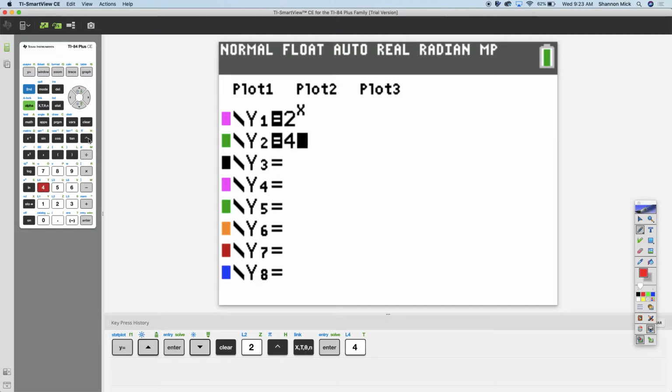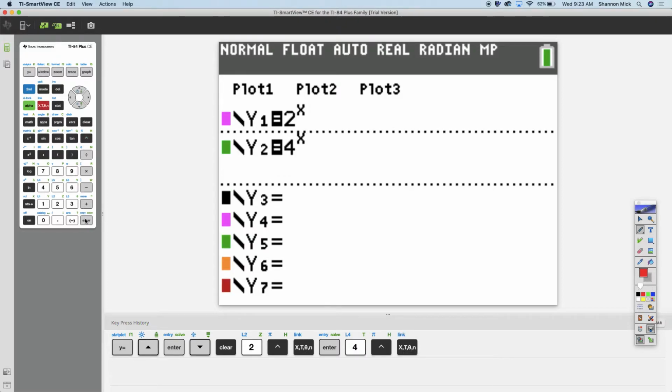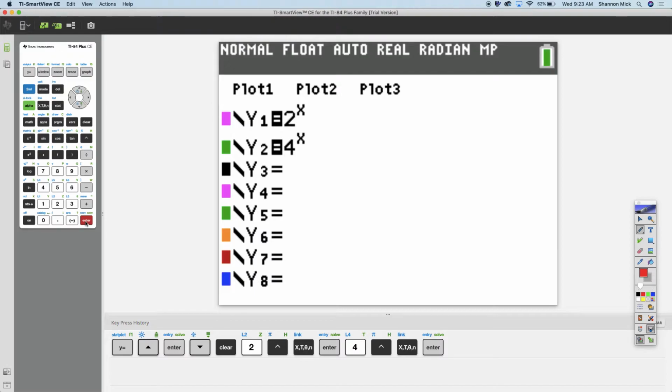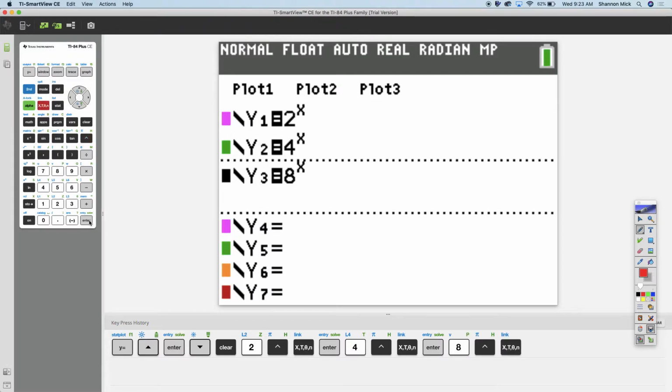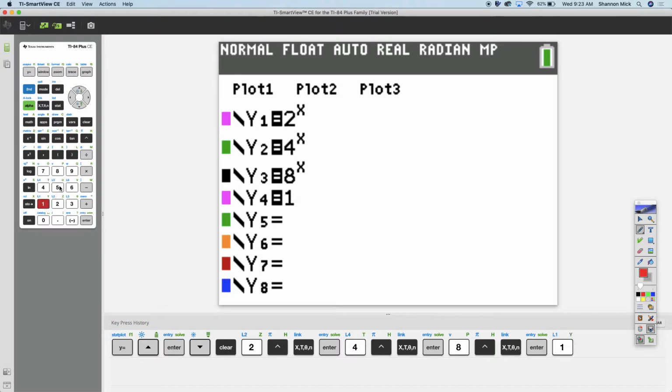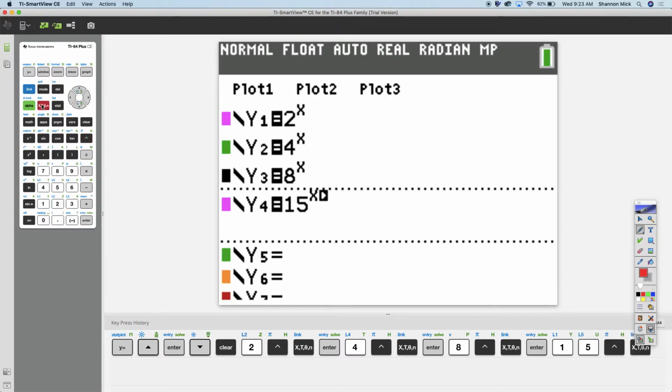Then 4 to the x. What was the other one? 6? 8? And then 15, right? Okay. So before I hit graph, what do you think's going to happen? They're going to go up, right? Exponential growth happens quick. What do you think's going to go quicker? The 8 to the 15.